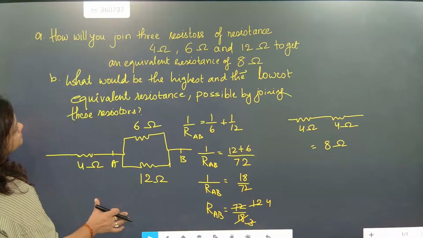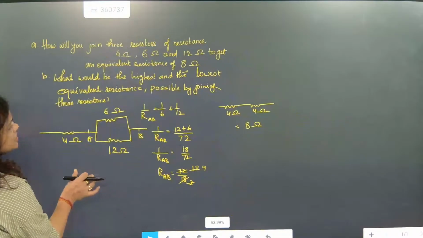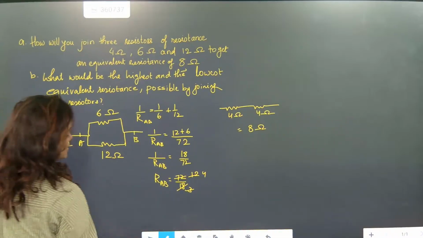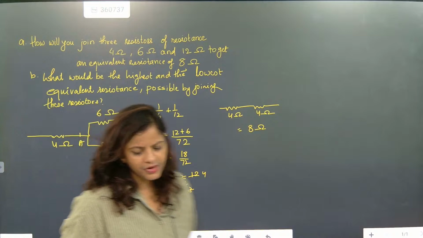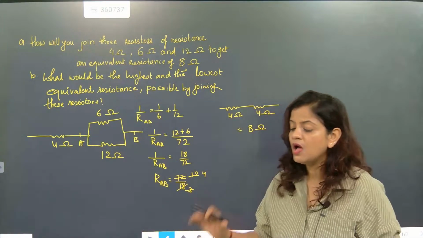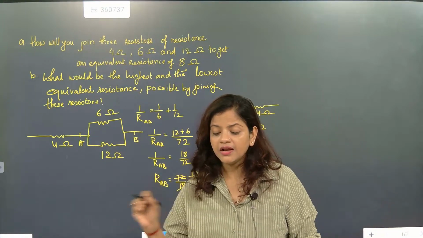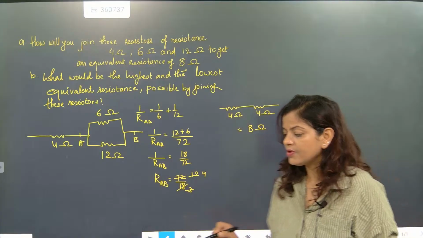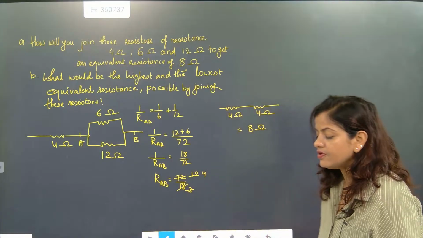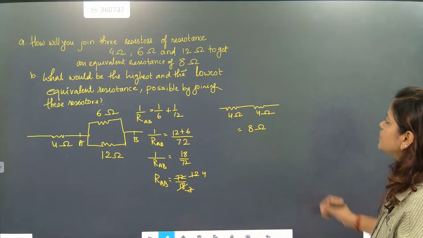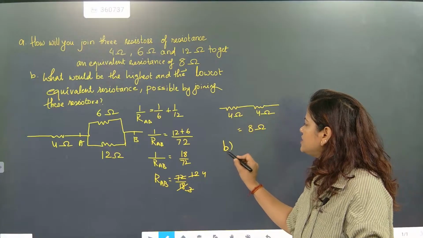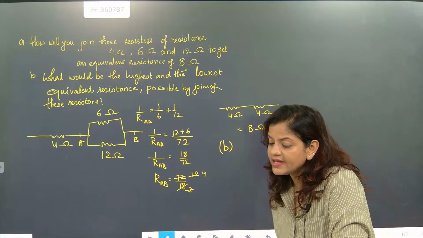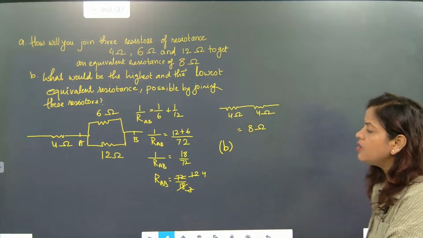So now this is the first part of the answer. Now, second part of the answer. In board examination, now slowly I'm going to teach you how to handle the question and how to write a perfect answer. Because when you write perfectly, definitely scores will come perfectly. So now the second part of it, now check this one out. What will be the highest resistance and what will be the lowest resistance?